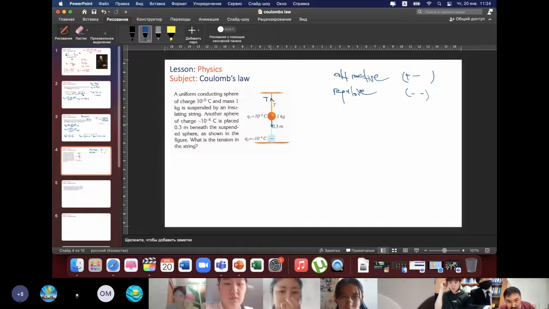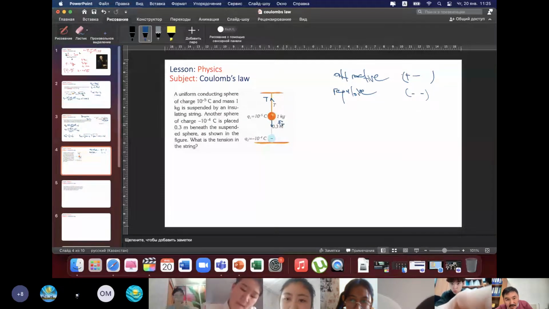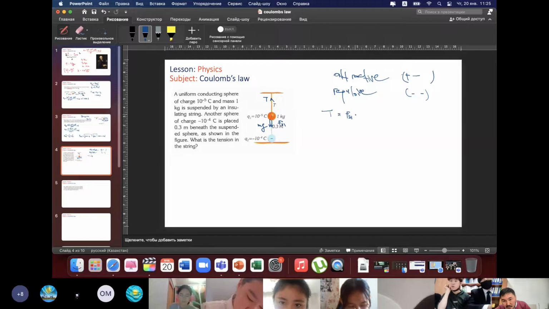Of course. So I have here the attractive force. Let me write it: F21. Can you see it? Sorry, I wrote it not quite right. Let me write it bigger. I have here the force F21. And what force is there also? The gravitational force, mg. So what will be the tension? Tension equals F plus mg. Yes, okay, thank you. So the tension, of course, will be equal to F1 plus mg.